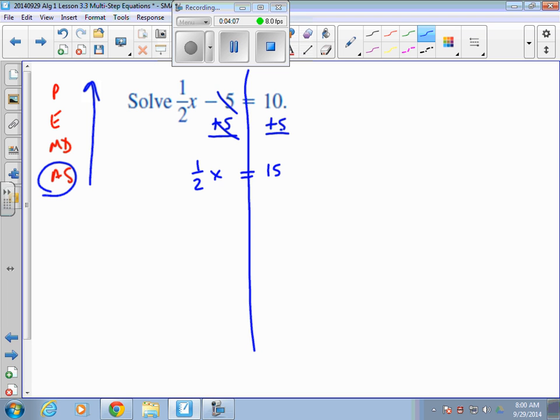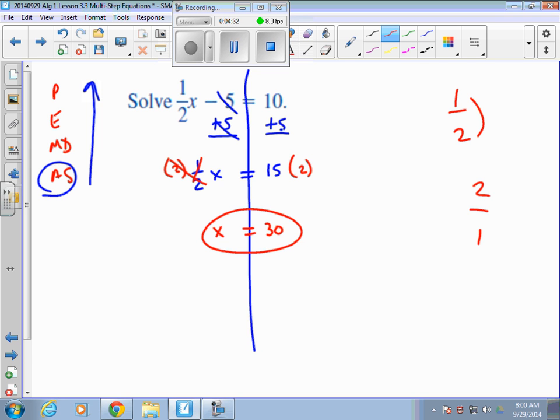Undo 1/2 times something by dividing by 1/2. But remember, dividing by 1/2 is the exact same thing as multiplying by its reciprocal, 2 over 1, which is the same thing as multiplying by 2. If you multiply the left by 2, you have to multiply the right by 2. This cancels this out and leaves you with just x. That's what you were trying to do. 15 times 2 is the number 30. So x equals 30.